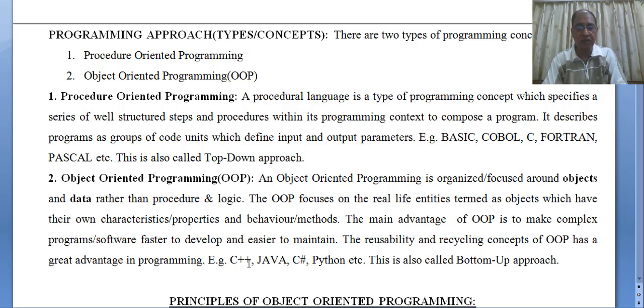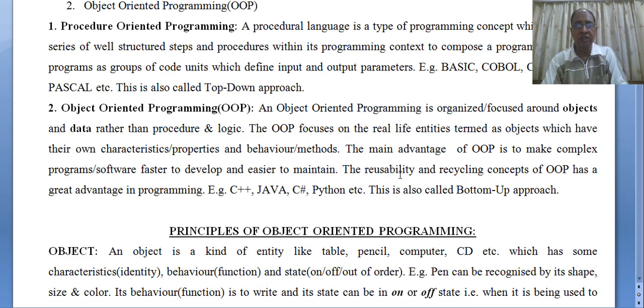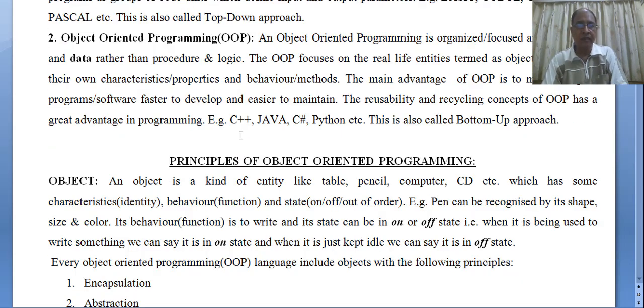For example, C++, Java, C#, Python, etc. These are all OOP, or you can say object-oriented programming languages, which use this concept. This is also called bottom-up approach. So these are the two approaches for programming which are being used now, and the latest one is the OOP.